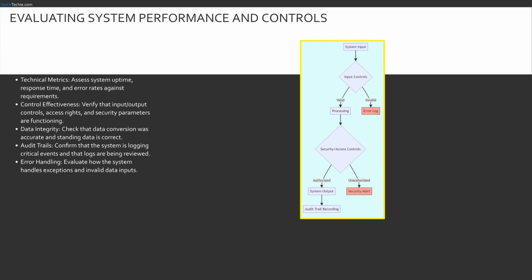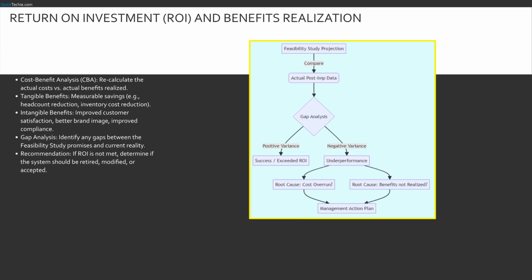If valid, it moves to processing and hits security controls. If unauthorized, it triggers a security alert, red box. Finally, successful transactions must generate an audit trail. In the PIR, the auditor walks through this exact flow to prove that the red boxes, controls, function effectively in the live environment.